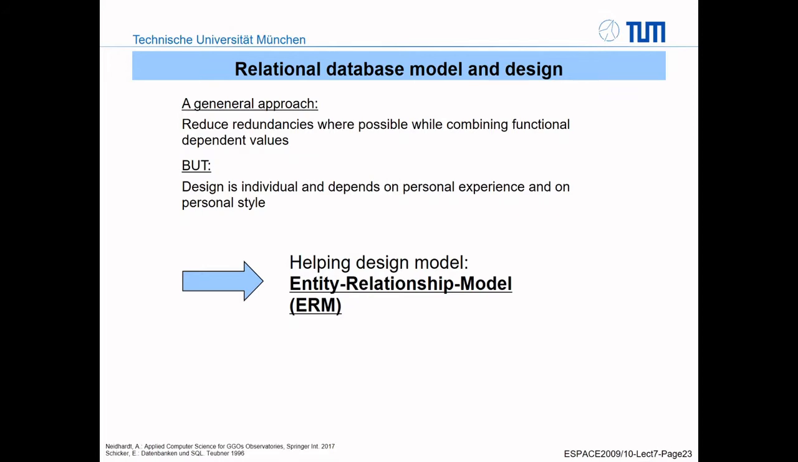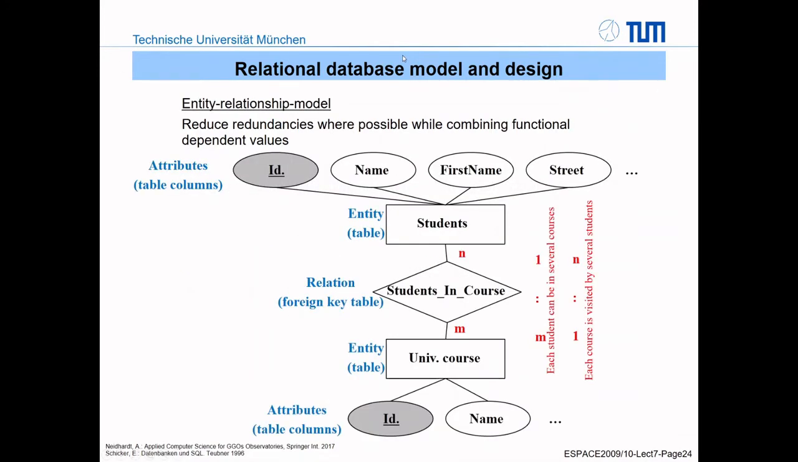there is a model which is a graphical model, again comparable to UML, so it's standardized, and it's called Entity Relationship Model, ERM. This entity relationship model is a very, very useful tool to show in a graphical way dependencies, relations, and also the structure of a table, not the content, sorry. So how does it look like?